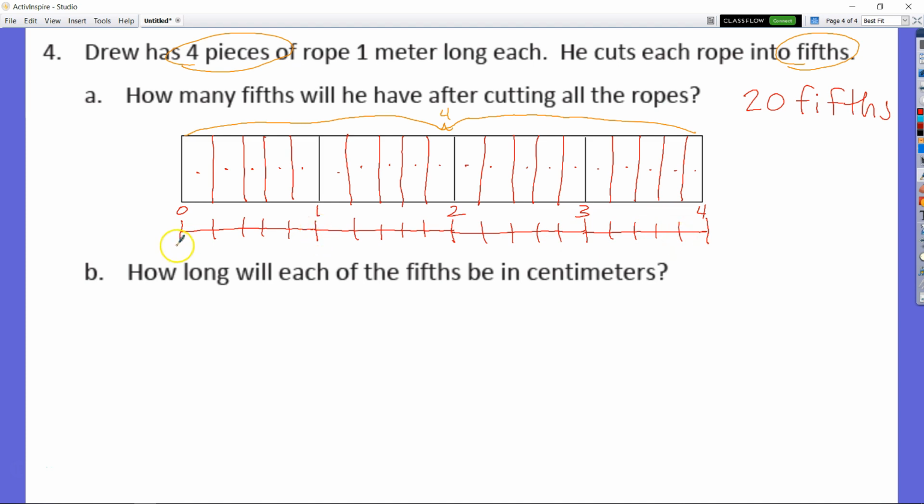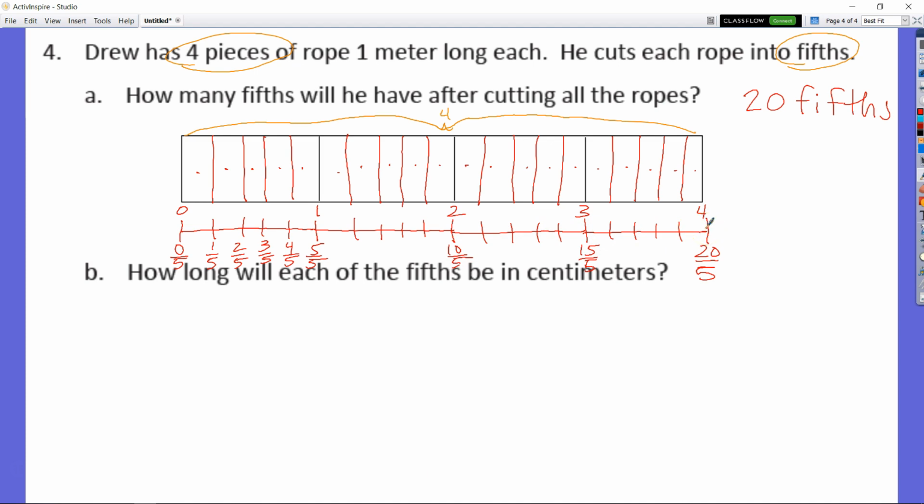And we can use our fractions and say, well, this would be 0 fifths. The first 5 pieces that he cut would be 5 fifths. The second 5 would be 10 fifths. Then it would be 15 fifths and 20 fifths. And of course, in between each one, I'm not going to number them all, but that would be 1 fifth, 2 fifths, 3 fifths, 4 fifths, and all the way up to 20 fifths.